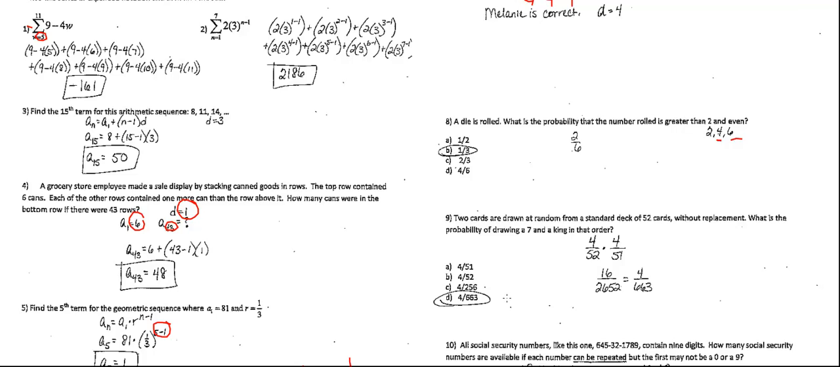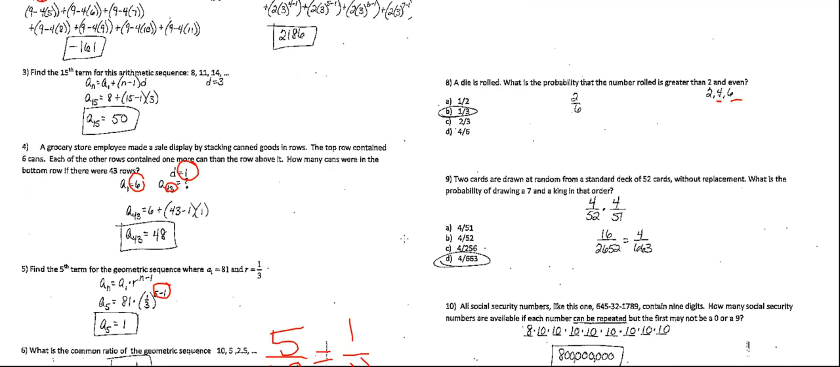Number 9, you're picking now more than one card without replacement, which means you're not putting it back in the middle. So the first time, the probability of picking a king would be 4 out of 52. Now, no matter what, you're going to pick a card. So the next time there's only going to be 51 cards in the deck, but there's still going to be 4 kings in the deck. So it's 4 out of 52 times 4 out of 51, which reduces to 4 out of 663.